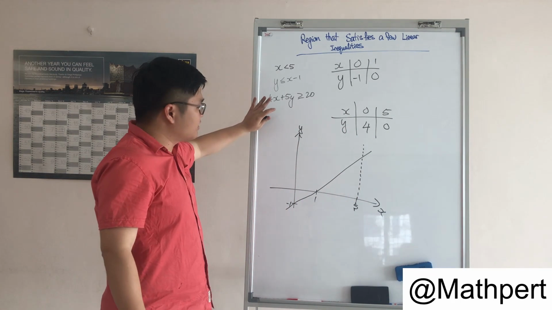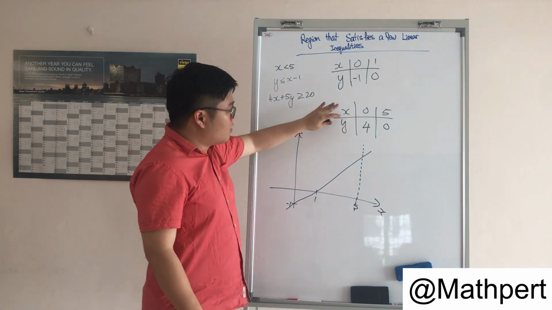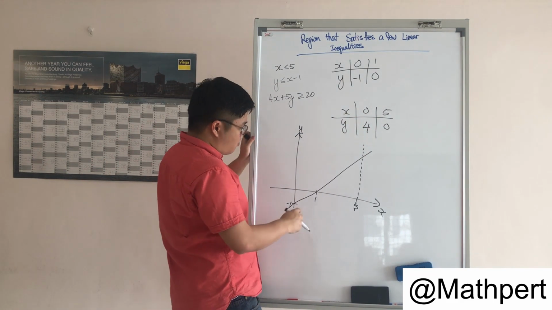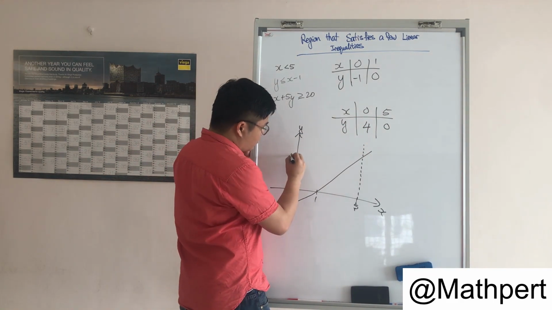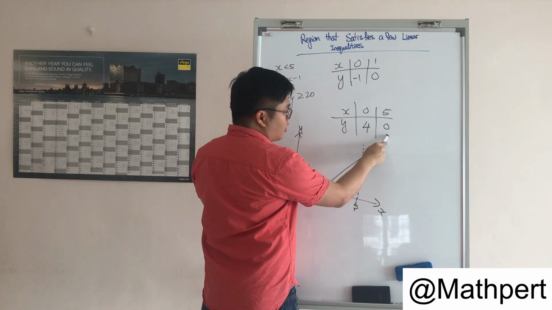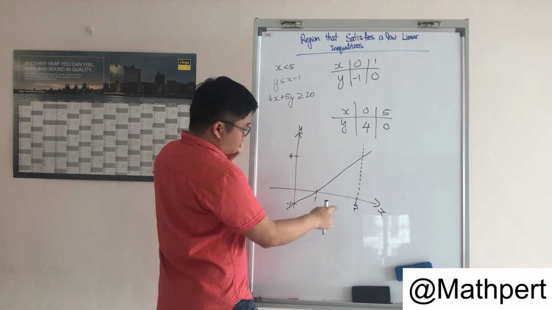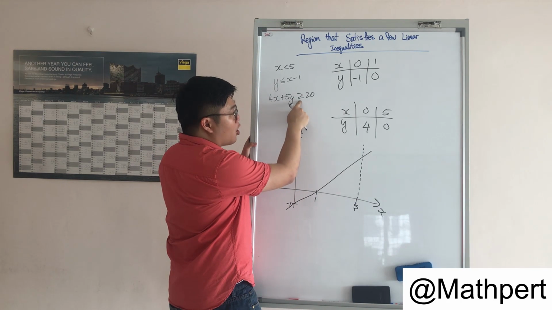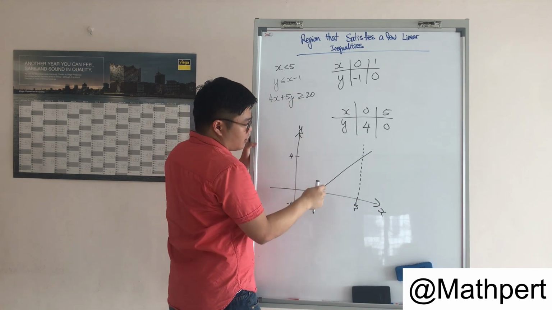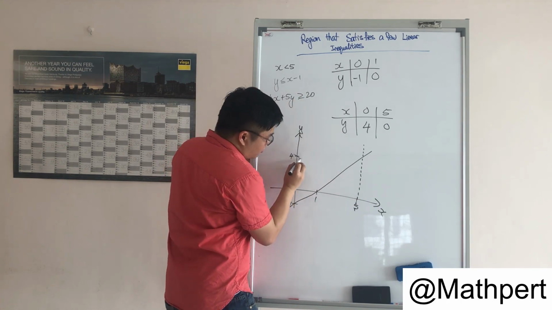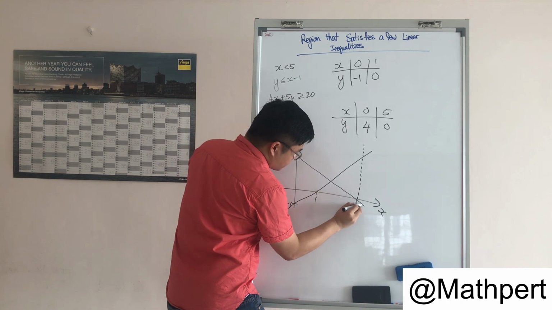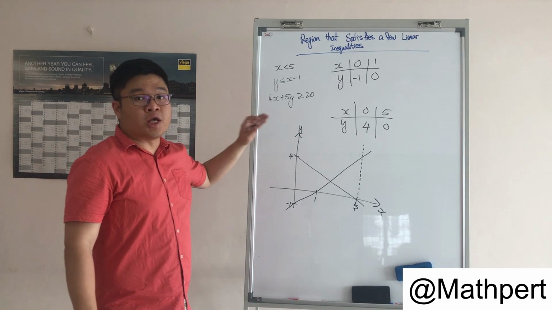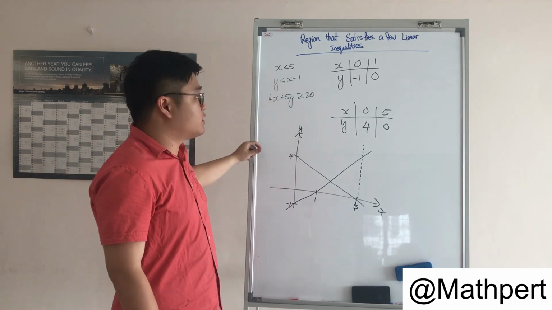Third inequality. When x equals 0, y equals 4, which is over here. When y equals 0, x equals 5, so 5 is over here. This is greater than or equal to 20, so this is a solid line. So now, where is the shaded region for these three inequalities?